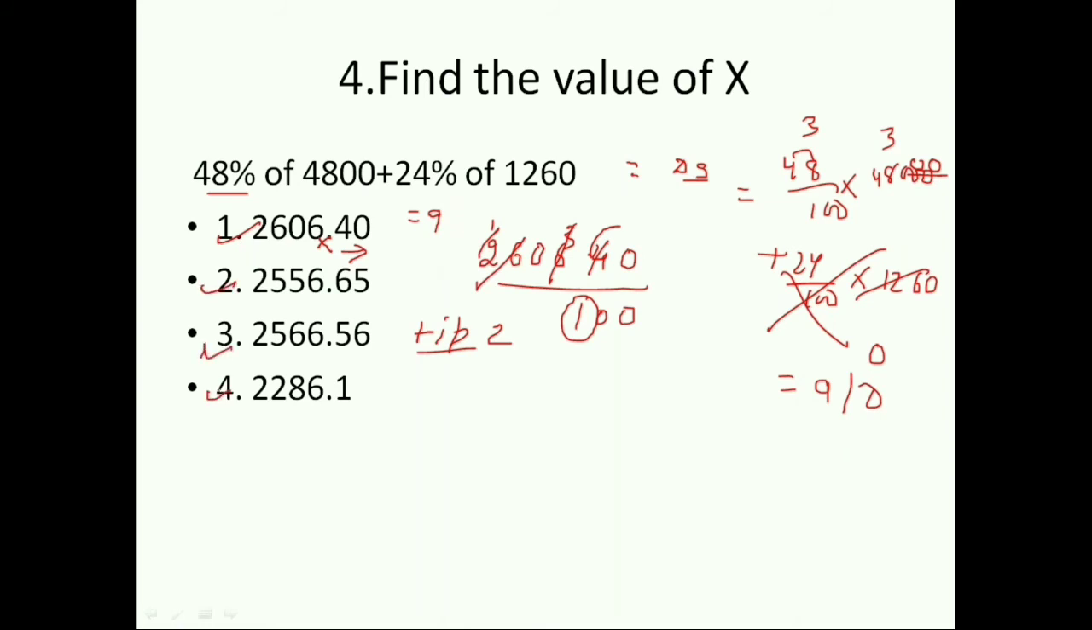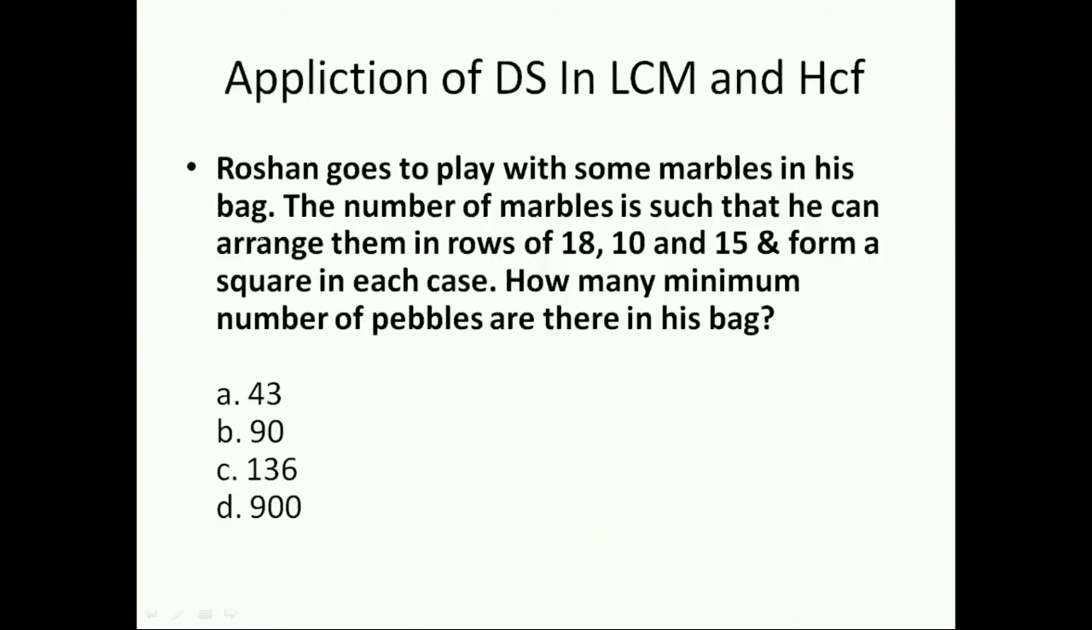Check other options also. Don't get overexcited and say, sir, I got the answer. No, that is not the right method. Check each and every option. For all of you who didn't get it: I read the question and came to know that the number of marbles is a multiple of 18. Meaning it can be arranged in a row of 18. If one row means 18 into 1, 2 rows means 18 into 2, 3 rows means 18 into 3. So it will be nothing but a multiple of 18.